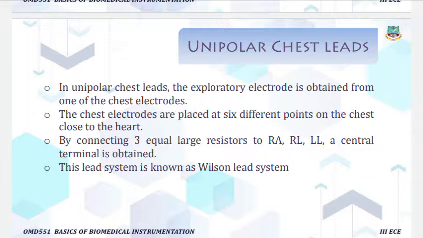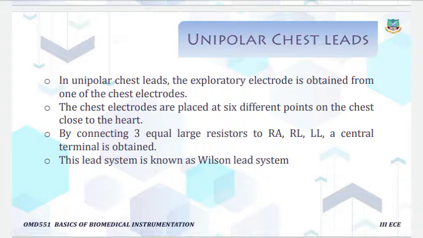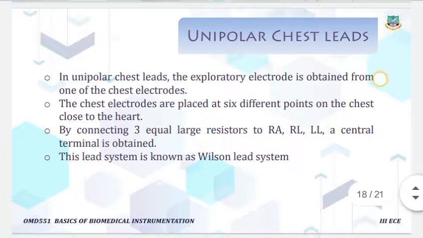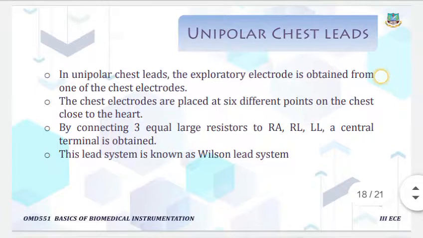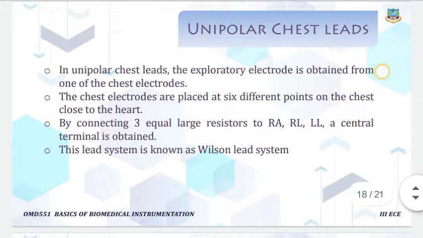Next one, unipolar chest lead system. Here the exploratory electrode is obtained from one of the chest electrodes. In the chest we place 6 electrodes at 6 different points close to the heart. By connecting 3 equal large resistors to RA, RL, LL, right arm, right leg, left leg, a central terminal is obtained. This lead system is known as the Wilson lead system.